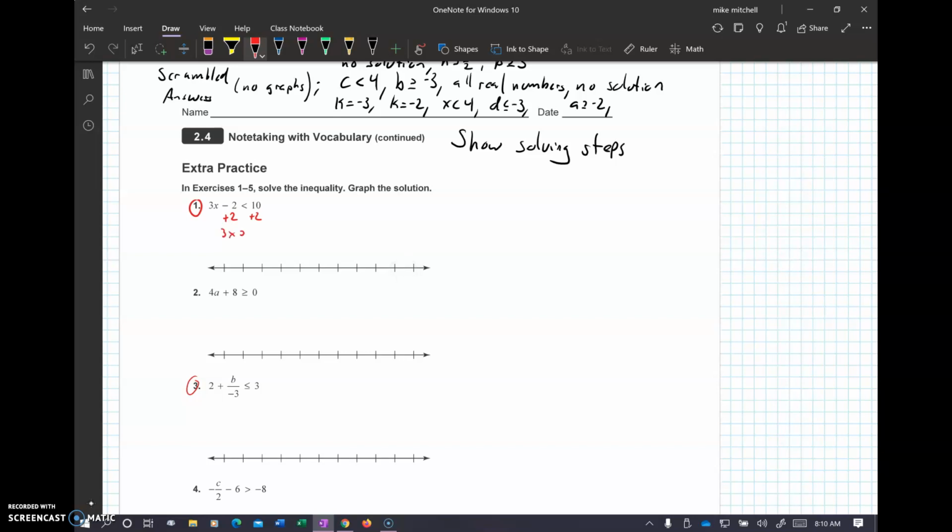3x is greater than 12. Whoops, I don't flip that. I divide by 3. I'm going to come over here. X is less than 4. I don't flip the inequality because I divided by a positive. I can put this anywhere I want. I can put the 0 right here. There's 3. That should be negative 3 over there. There's 6. So at 4, I have an open circle, and I have this going to the left.